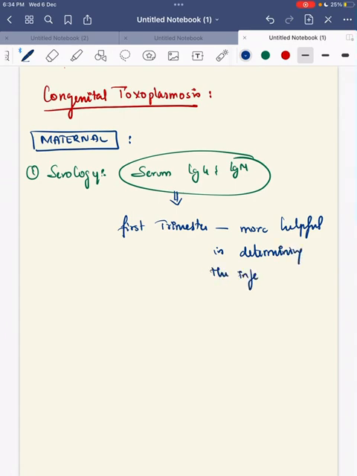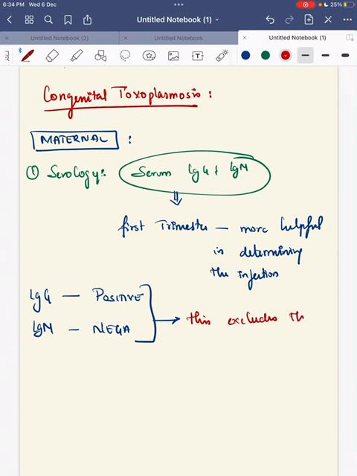Okay, next, after you do this investigation, how do you interpret the result? If the patient has IgG positive and IgM negative, then it is indicative of prior infection, that is, it excludes infection during the current pregnancy.